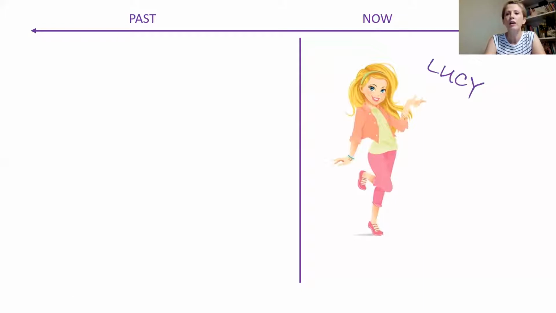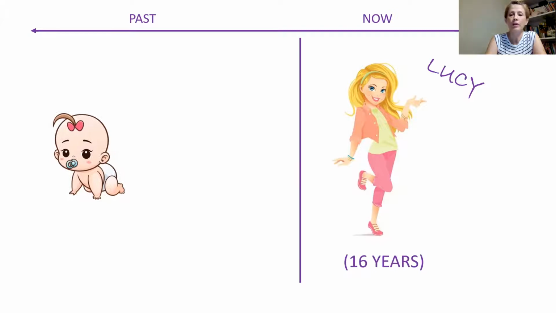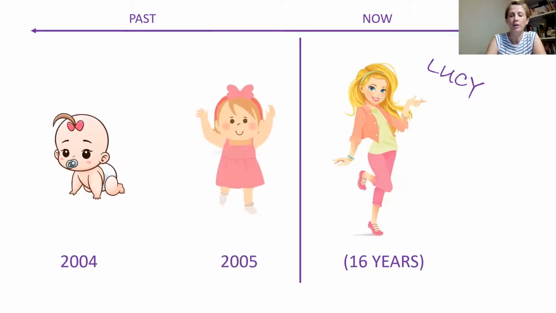This is Lucy. Lucy is 16 years old. And now we're going to look at Lucy in the past. This is Lucy when she was a baby in 2004. And this is Lucy when she was around 1.5 years old in 2005. So what are we going to learn today? We are going to talk about a past tense, not the simple, it's too simple for you. We are going to learn about the past perfect continuous.